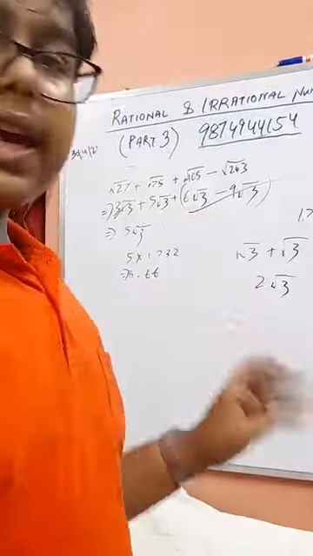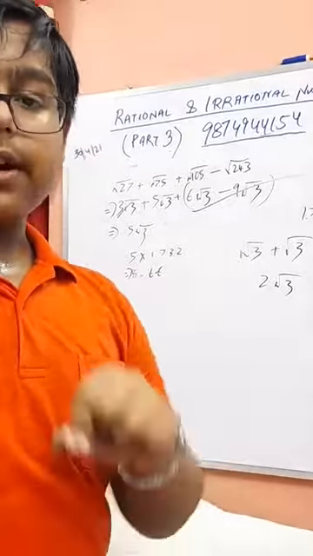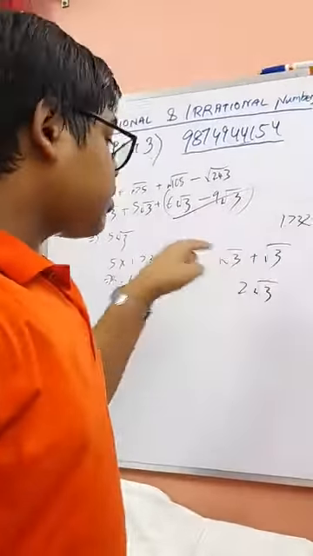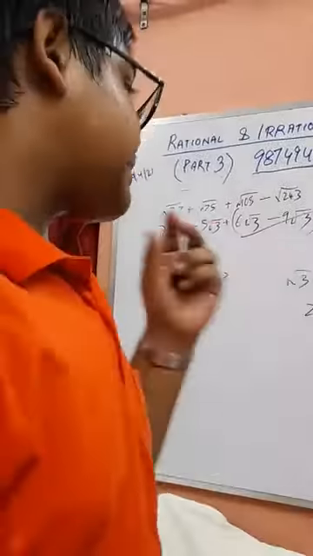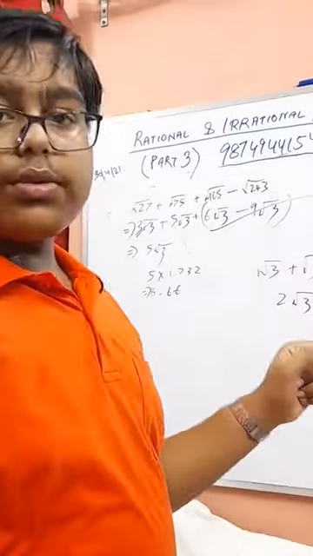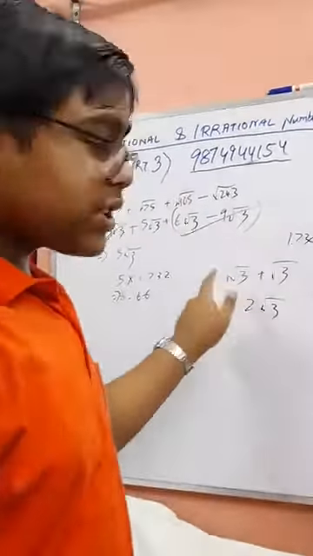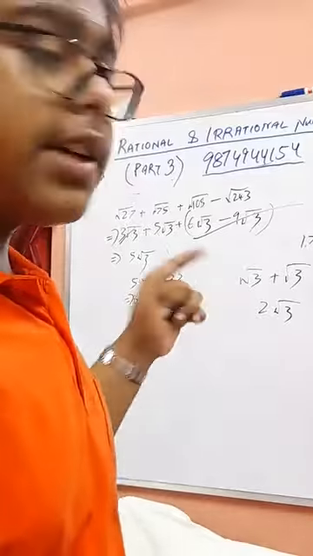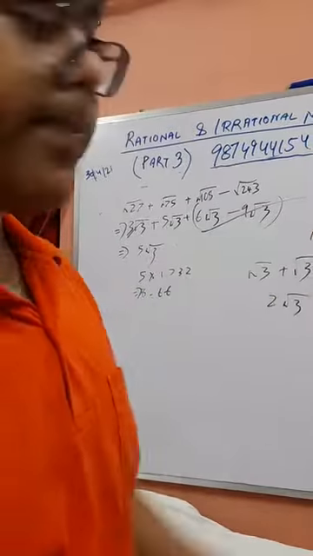In a simple way, we can take one complete surd as a variable. Like root 3 can be completely taken as x, which will give us root 3 plus root 3. That means x plus x is equal to 2x. That means 2 root 3.